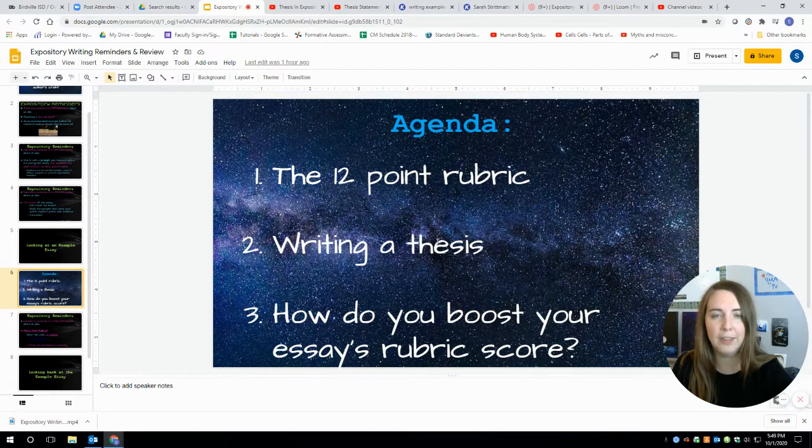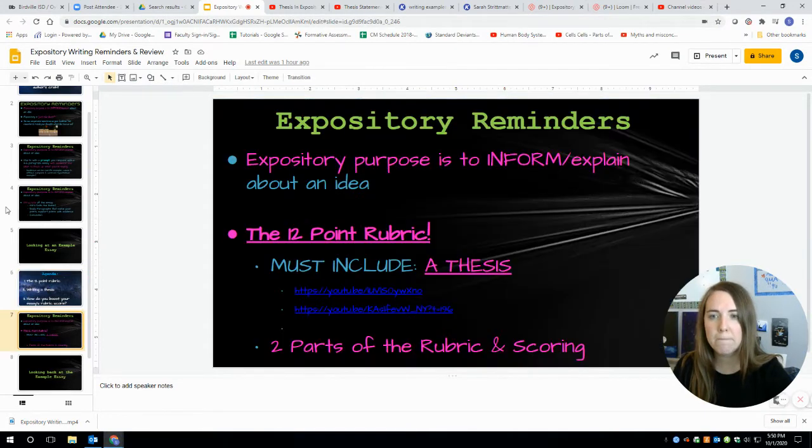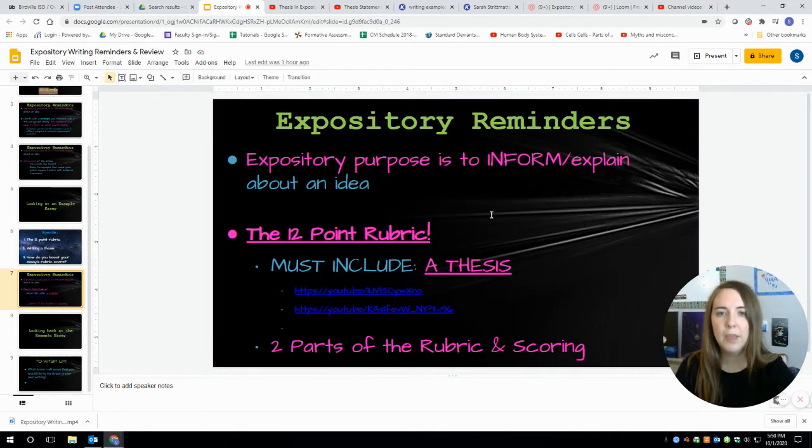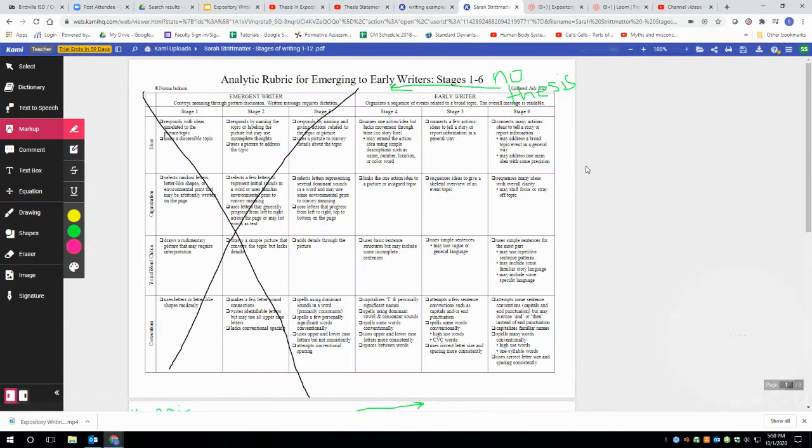Okay, so the 12-point rubric is what we're going to look at first. Then we'll look at what the heck a thesis is. Some of y'all remember, some of y'all may not. And then we're going to look at the actual 12-point rubric, and I'll show you guys how to get a higher score on your 12-point rubric. And we'll look at an example essay. Okay, so very first thing, the 12-point rubric. Before we look at what it has to include, I just want to show you what it looks like. So it looks like this.